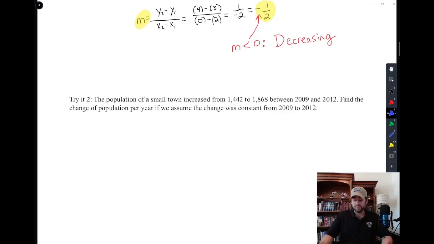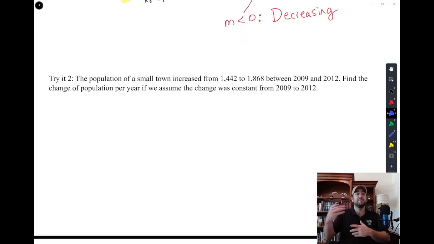Try it 2, pretty similar. It doesn't give you explicit points though, so you might want to think about inputs and outputs. And I'm going to label these for you, but then let you try it on your own. So our input is, in 2009, that would be our first input, we have 1442 people. So that's x1, y1. And then in 2012, which is a second different input, we have 1,868 people, or y2.